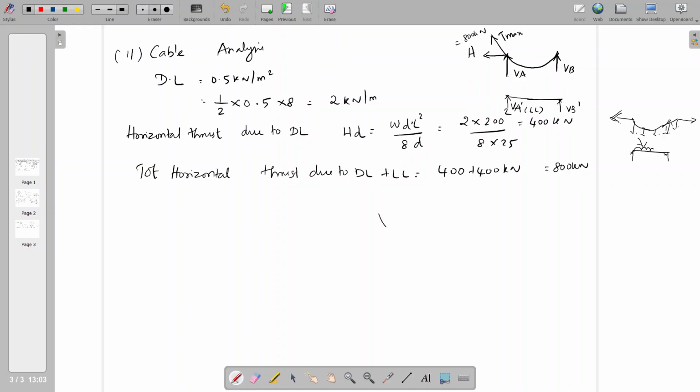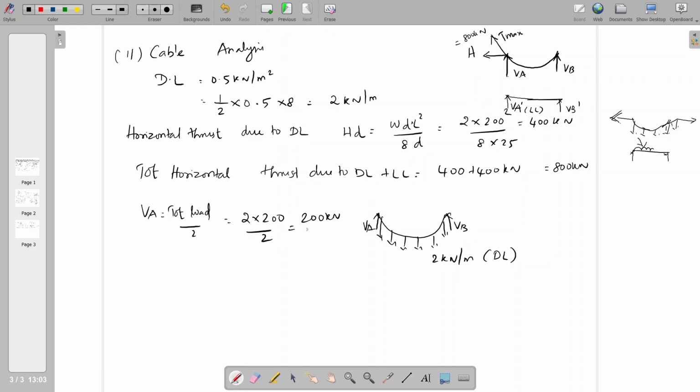How can VA be calculated? The dead load is uniformly distributed throughout the cable, which is 2 kilonewton per meter. So the support reactions VA, VB can be calculated as VA equal to total load by 2. So 2 into 200 by 2 equals 200 kilonewton. So VA equals 200 kilonewton. From our previous calculation, VA dash equals 300 kilonewton.